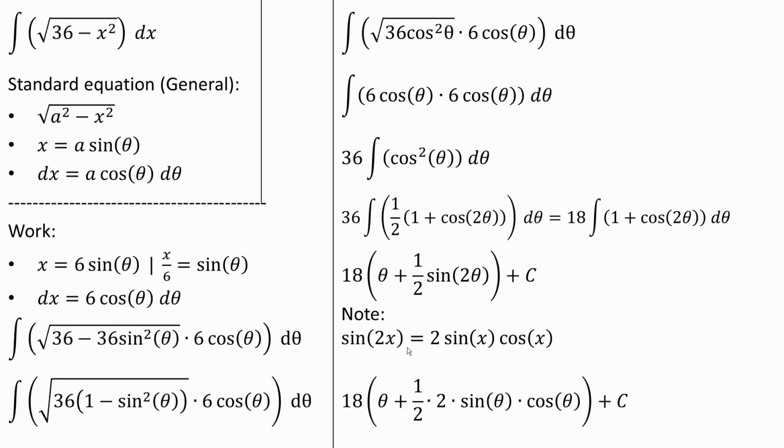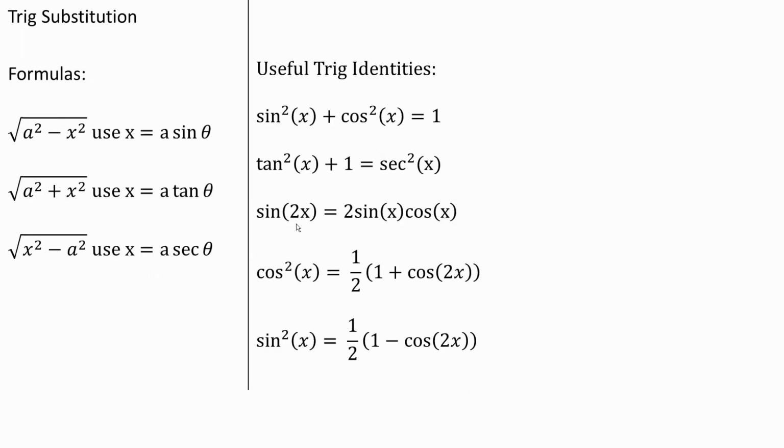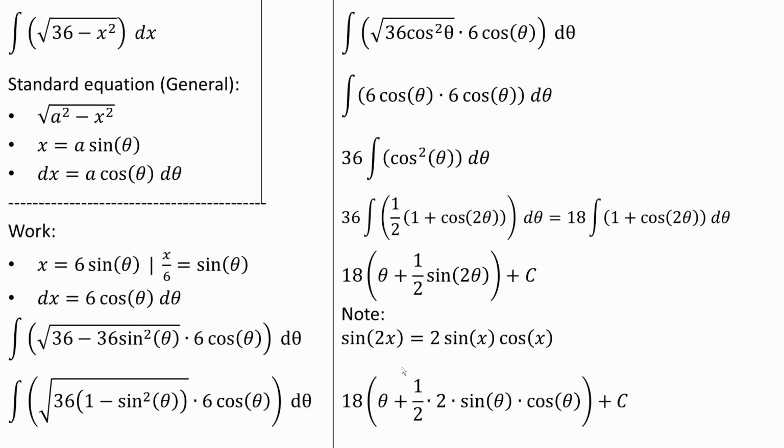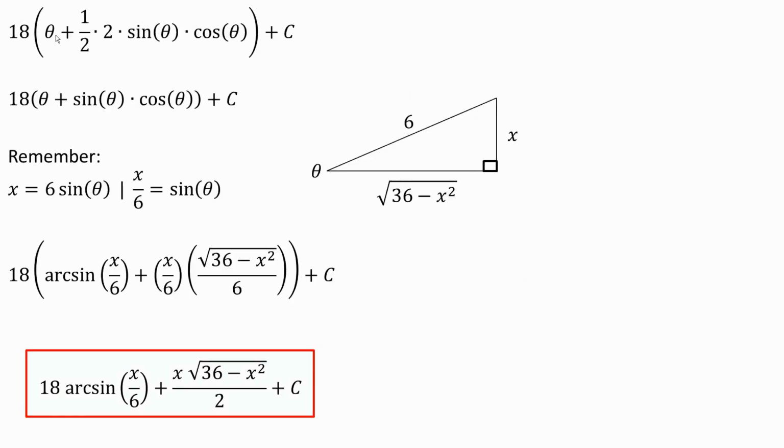Now we need to apply another trig identity, because we have sine parentheses 2 theta. And so we'll use this trig identity here. Sine 2x is equal to 2 sine x cosine x. And so we simply swap. So 18 parentheses theta plus 1/2 times what we swap it with, 2 times sine theta times cosine theta, close parentheses, plus c. So this line right here is what we did in the previous slide. And now we have 2 times 1/2. That's simply going to be 1. So we get sine theta cosine theta. And so now this is the form that we have.